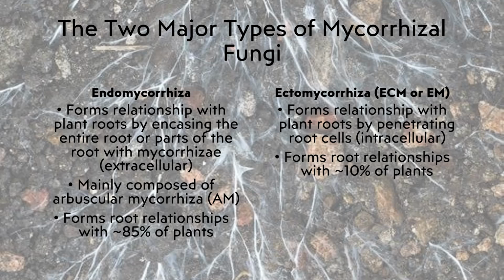Their differences come in their abundance in nature, where endomycorrhiza form root relationships with about 85% of plants, and they're going to be referred to as arbuscular mycorrhiza, or AM. They form their relationships by encasing the root or parts of the root with their fungus networks, whereas ectomycorrhiza form their relationships by penetrating the root cells. So instead of just encasing, they're more directly in there. Those are going to be referred to as ECM or EM in this presentation, and they form root relationships with about 10% of plants. So there's a little bit of overlap there.